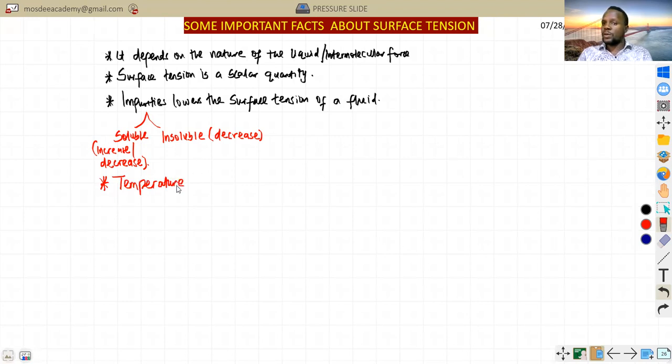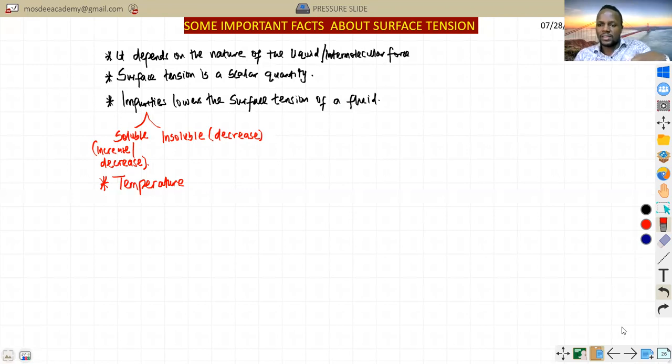I hope you know what we call temperature, the measure of average kinetic energy. So if you are talking about intermolecular forces, we are measuring it with what? Average kinetic energy. So intermolecular force is responsible for surface tension. So if we talk about temperature, we always neglect other factors, because there's another thing called critical temperature. Temperature will tend to increase the surface tension to a critical value before it starts decreasing. Hope you understand what I'm trying to say.